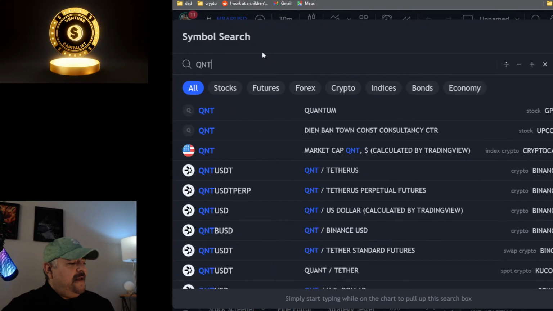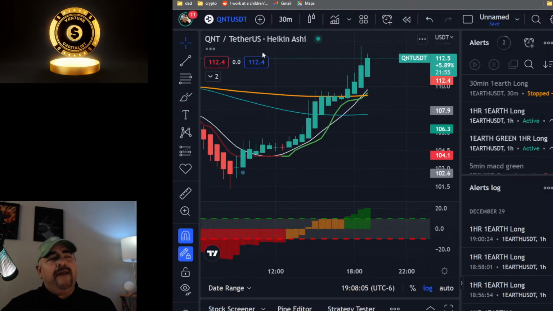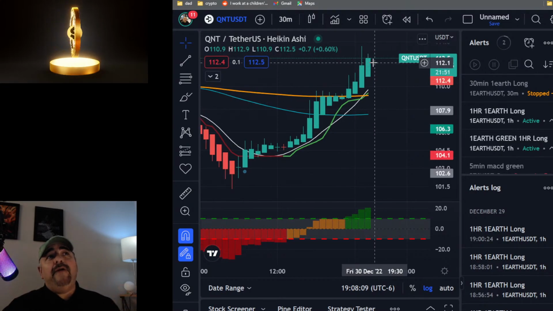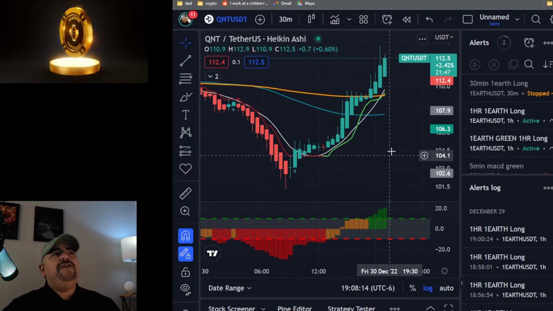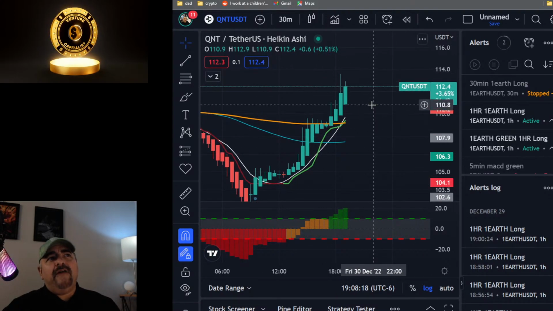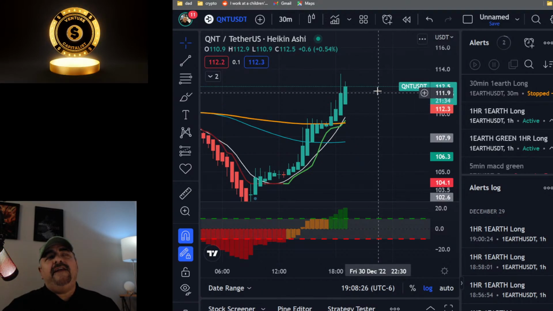So Quant USDT. We started off with Quant and we had a stop loss at $108. Now that we have our Quant, we're up to $112. So what you're going to do here is real simple. You're simply going to move your stop loss up to the bottom of the next candle, the candle that you're in, which is $1.10. So you just want to ensure that you're always taking your profits.